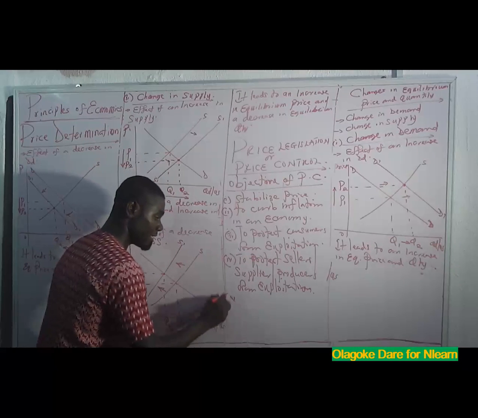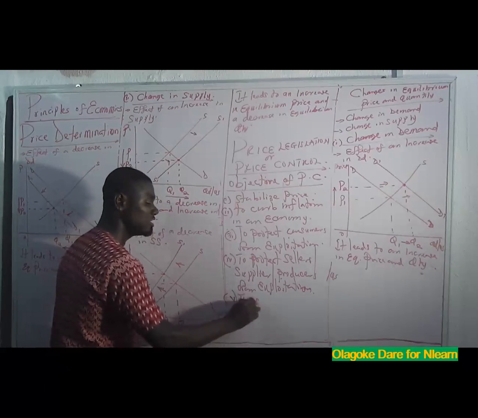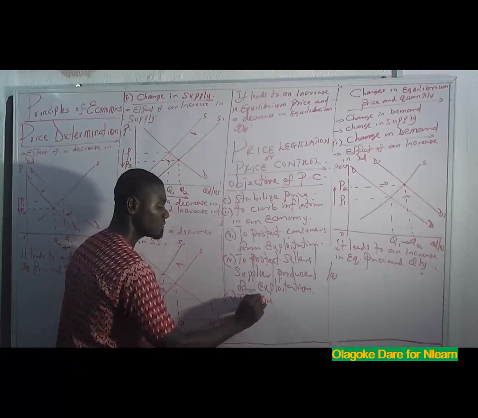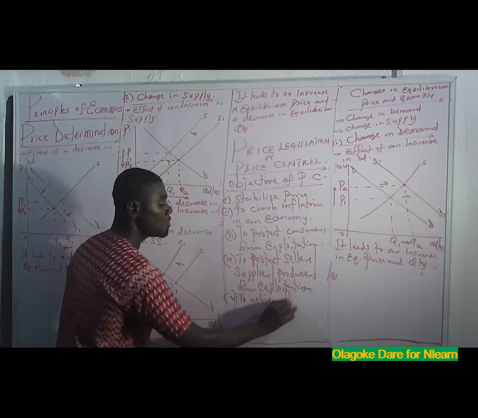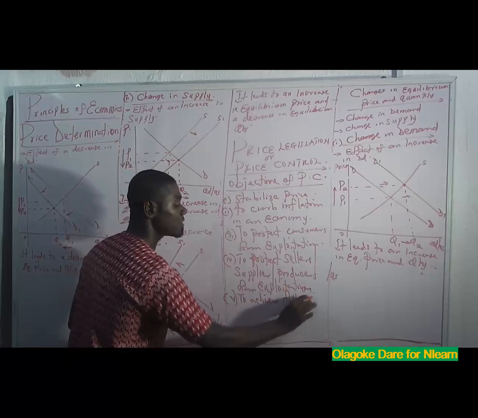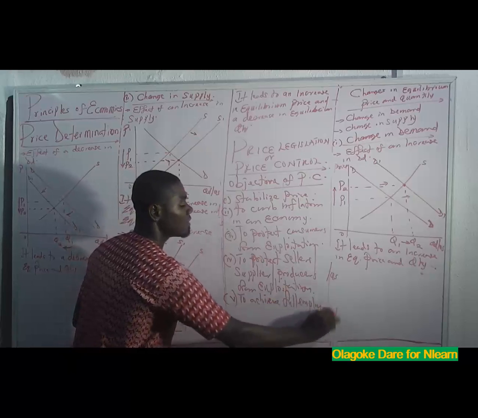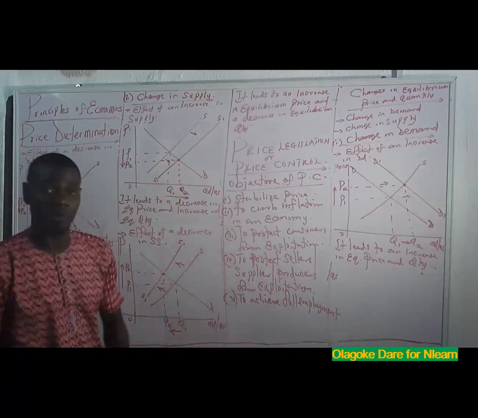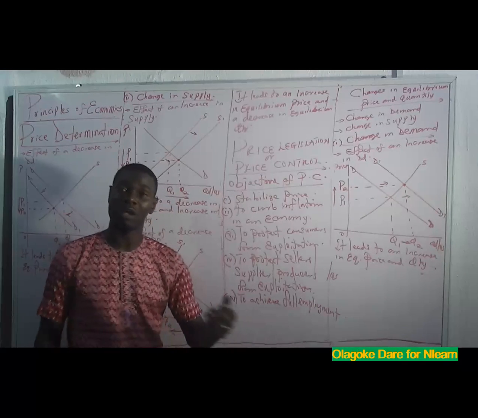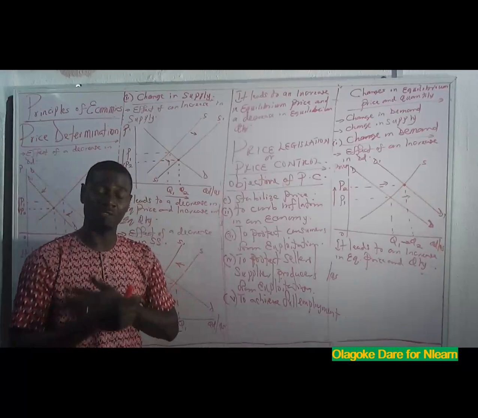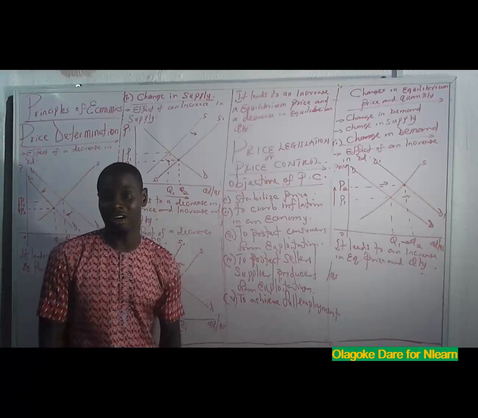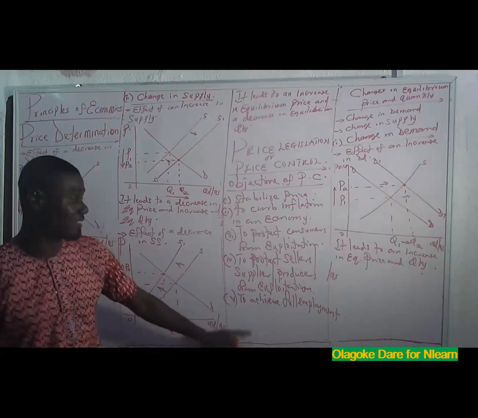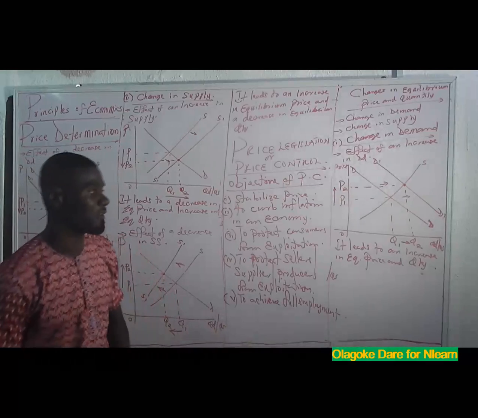Number next, to achieve full employment in a country. So government fixes price to achieve full employment in a country, and full employment is when we have over 95% of labor force being employed, which is not easy. Nigeria is far from that. Nigeria is very, very far from that.